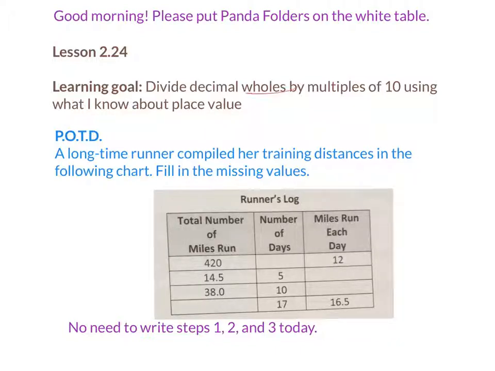Remind me again, what's a whole? Is it the first number, the second number, or the third number in a division problem? First number. So today, that number is going to have a decimal, okay? And we're going to divide those by multiples of 10. So what's going to be a multiple of 10? The whole, the divisor, or the quotient? Divisor. And today is very important to understand things about place value, because today we're going to use our understanding of place value to help us divide those decimals.